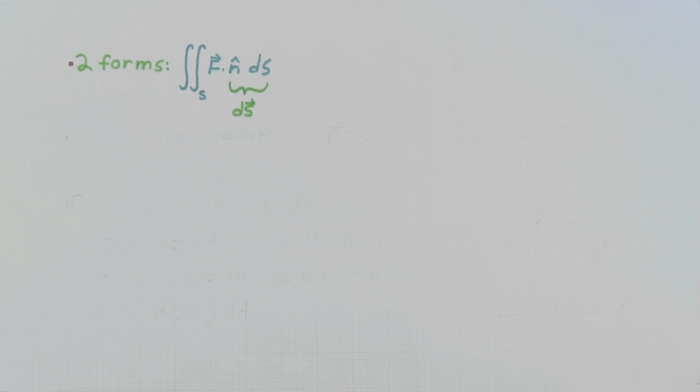There is the flux form, which looks like the double integral over a surface of some vector field dotted with the normal vector times the surface element. What this essentially does is it looks at every surface element dS and finds the component of the vector field that is in the same direction as the normal vector, and then we add this up over the entire surface. This calculates the total flux of a given vector field through a surface.